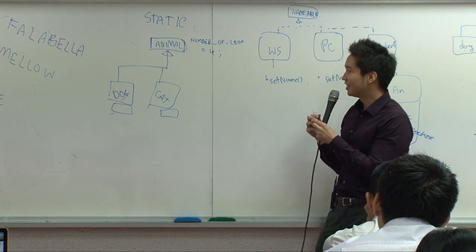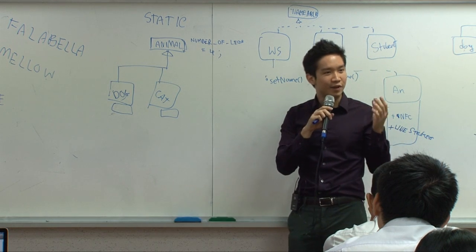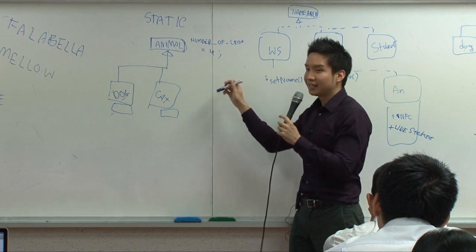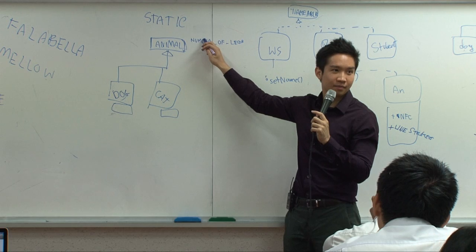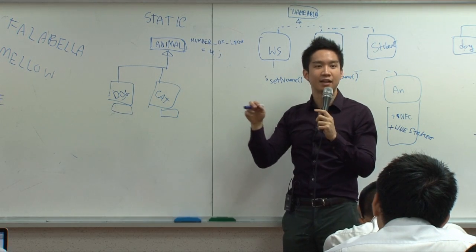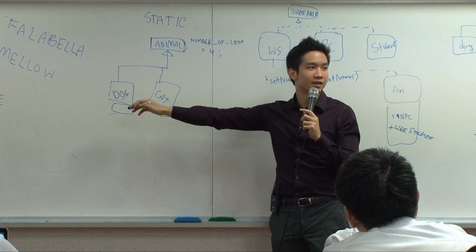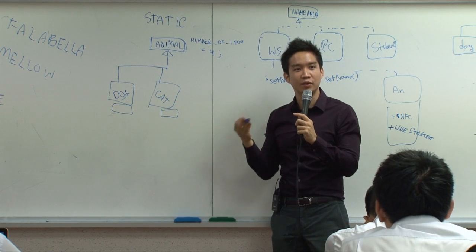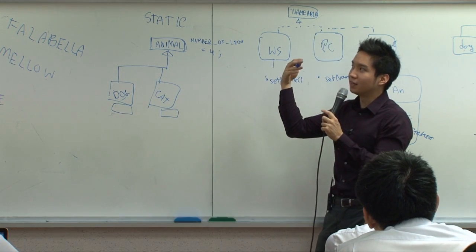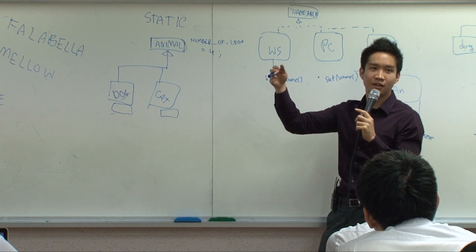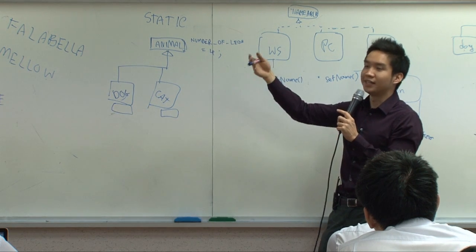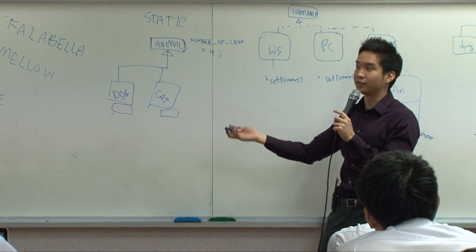So is that clear? If you have static, all the classes share the same variable. But if you did not have static, each class gets its own number of legs. I mean, this is a really minor point, but I'm trying to explain the difference, or what is static used for? Why do we have to use it?